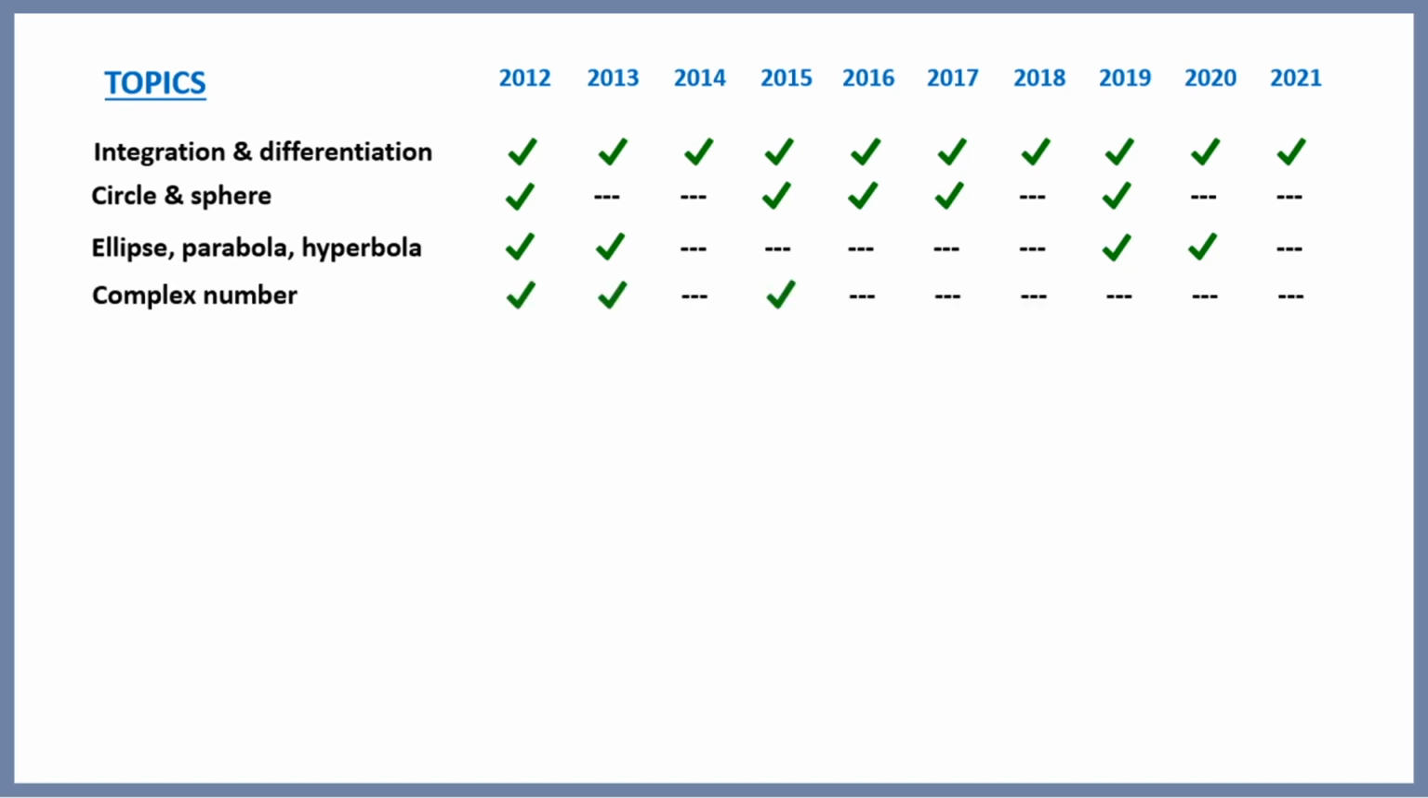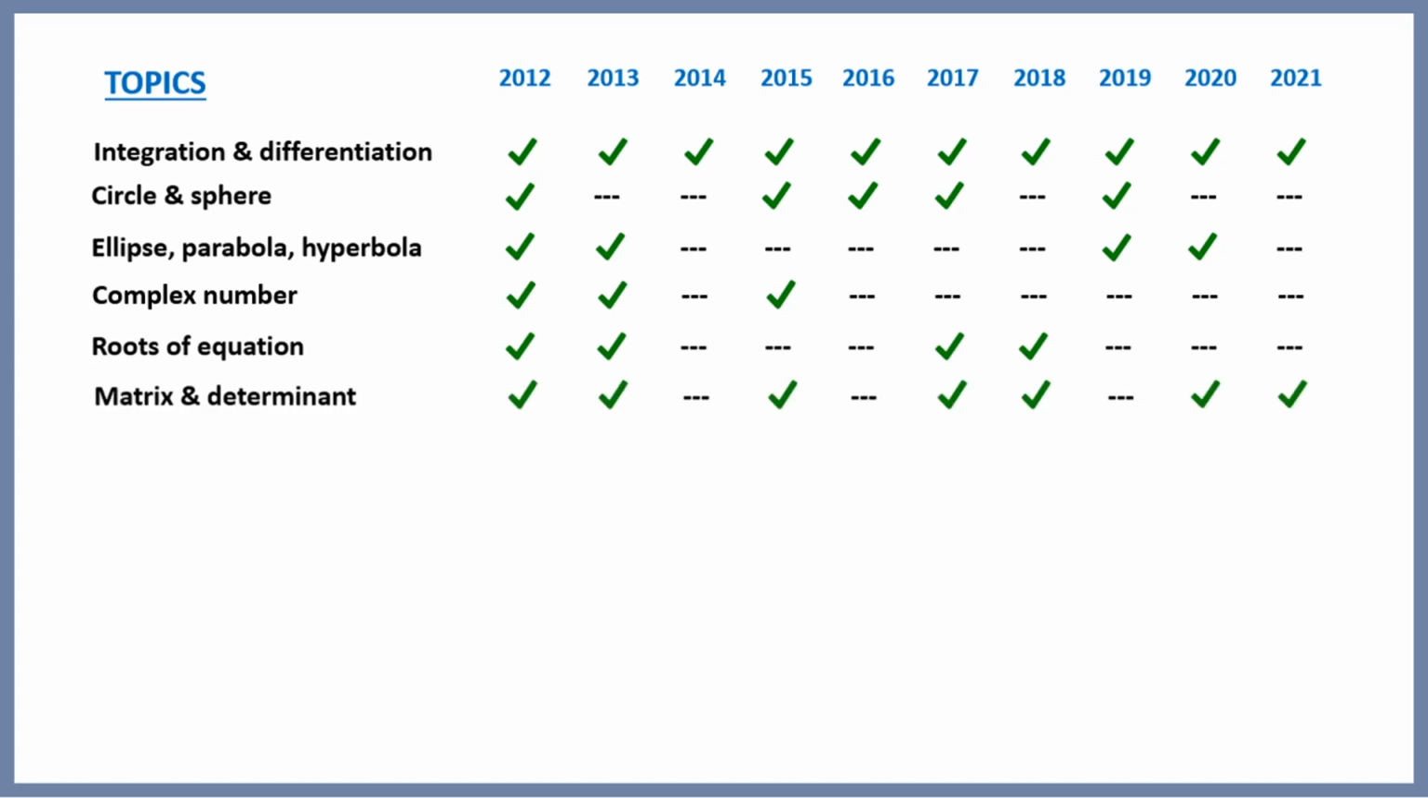Next, complex number. In 2012, 13 and 15 questions came from here. Next, roots of equation. It's not so frequent but sometimes asked in successive years. Matrix and determinant. It's a very important topic since the questions are very frequent and the question standard varies from very easy to tough. Next, series. Again, it's not so frequent but the question standard is generally easy and interesting.